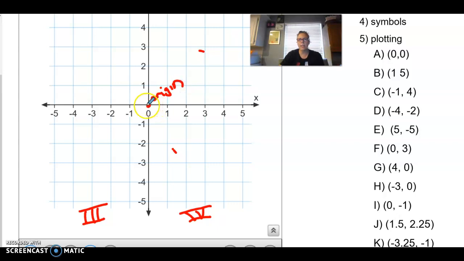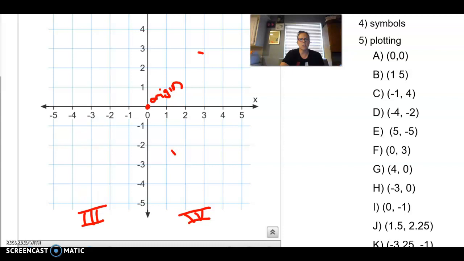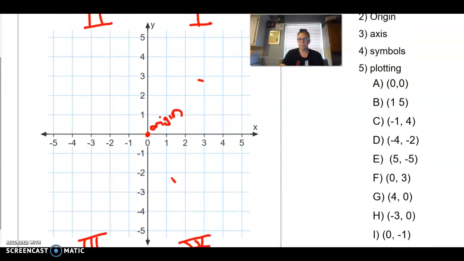The origin is right there in the middle. The origin is right in the middle. So you can mark that. The next thing is axis. All right, so the one that is horizontal is called the x-axis. This is really important that you know that this is the x-axis, and the one going up and down is the y-axis.